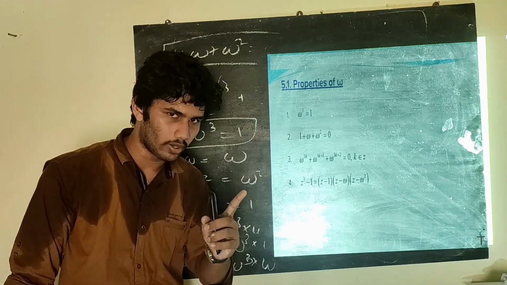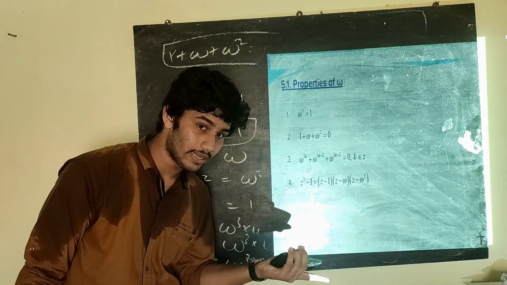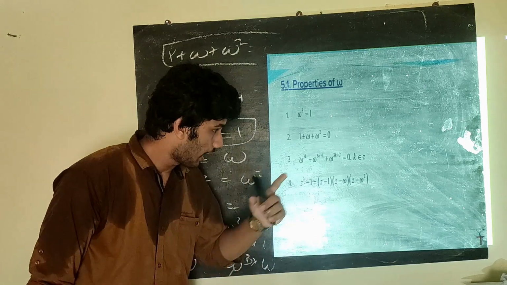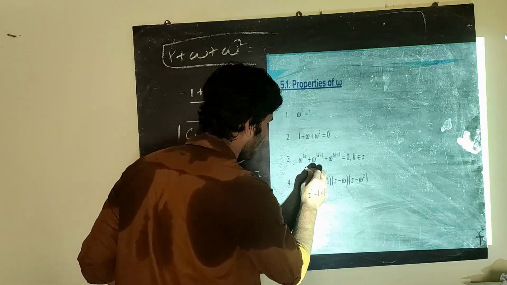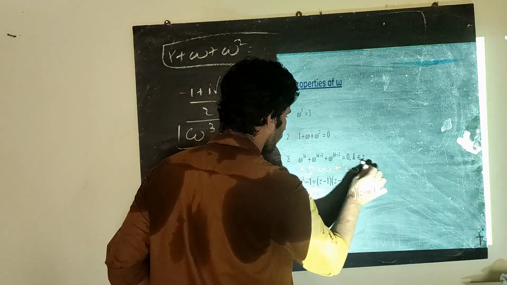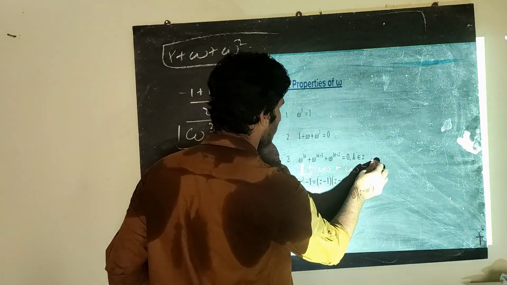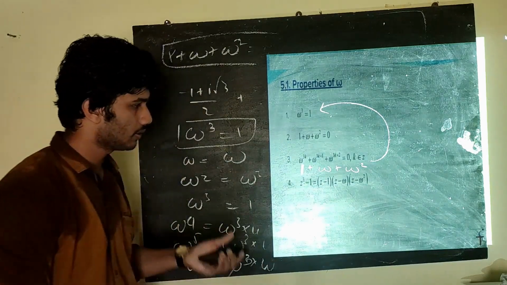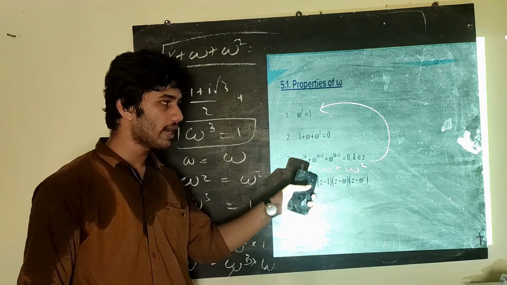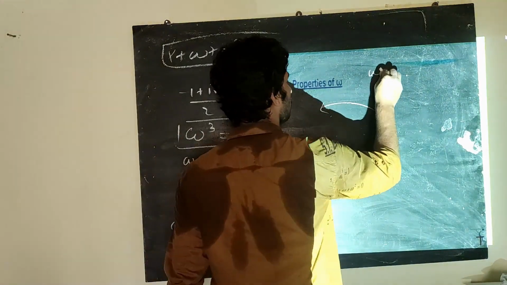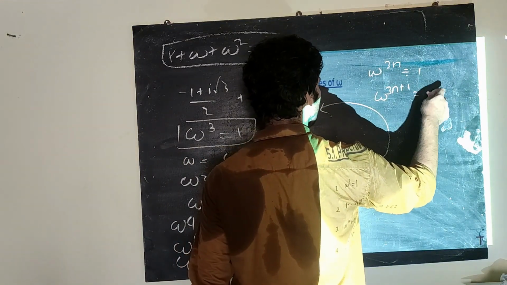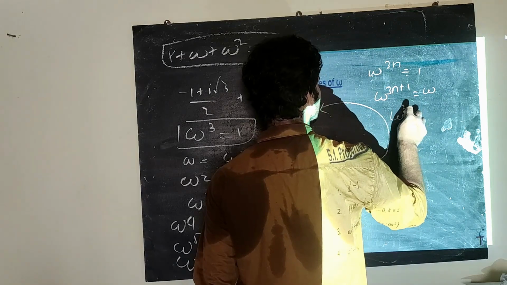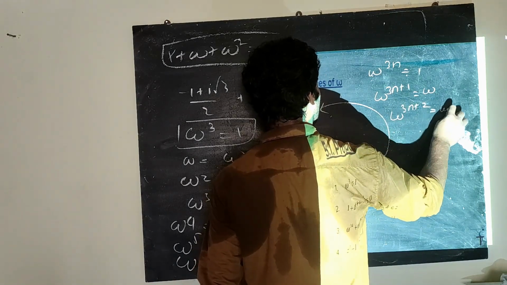Omega raised to 3n is 1. Omega raised to 3n plus 1 is omega. And omega raised to 3n plus 2 is omega square. So this is simply again omega and 1 plus omega square only. So this property and this property are the same. Okay, I need you to learn: omega raised to 3n is equal to 1, omega raised to 3n plus 1 is equal to omega, and omega raised to 3n plus 2 is equal to omega square.